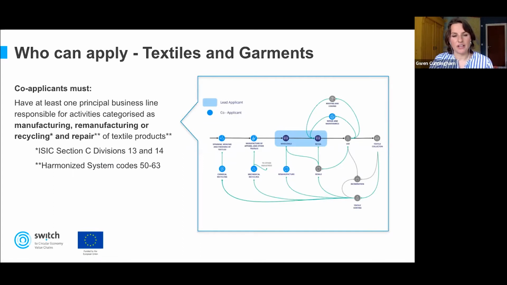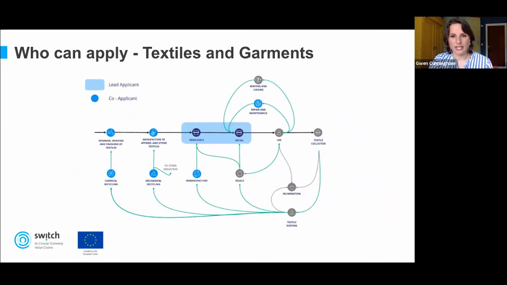And here, what we define as a co-applicant for textiles and garments are applicants that have at least one principal business line responsible for activities categorized as manufacturing, remanufacturing, or recycling and repair of textile products. And again, you see the codes there that, as Klaas said, you can dive into with a Google if you want to learn more. But just to emphasize that again on the supply chain, these are partners active in manufacturing, remanufacturing, recycling, or repair, and in the countries that were previously mentioned by Klaas.